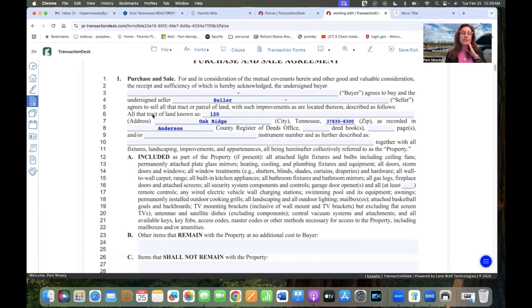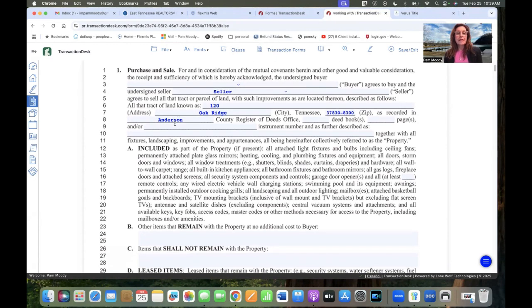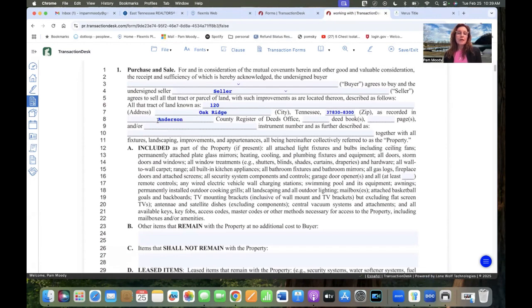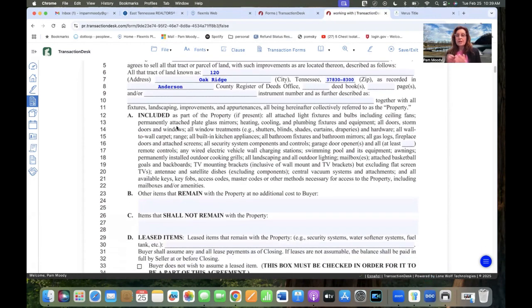The tract of land, we have an address. I just have Oak Ridge in here. It could be anywhere in Tennessee, but the city. Recorded in, this would be the county. If it's in Oak Ridge, it's Anderson or Roane. Instrument numbers, so we make sure that it's the specific property that we're speaking of when things are sent to the title company.